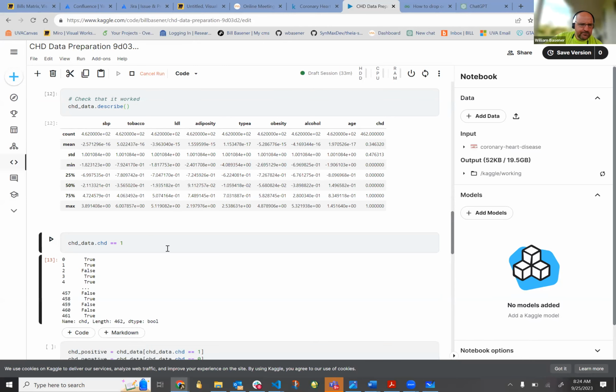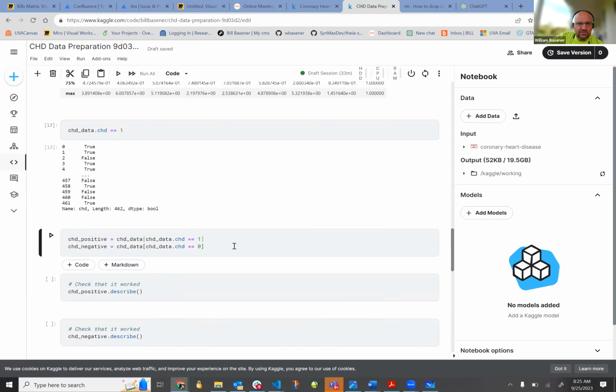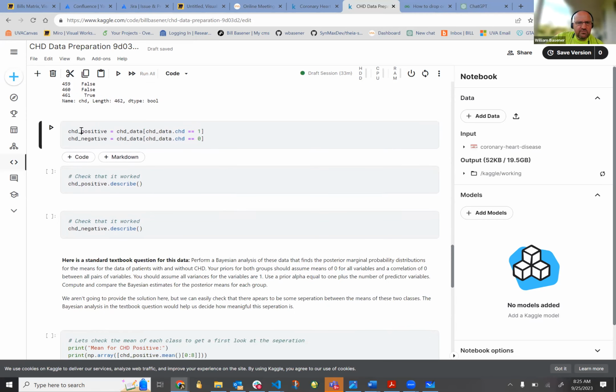So we look at CHD equals 1. And so this gives us the information of whether each observation, or each person, either has coronary heart disease or does not have coronary heart disease. Now we're going to make 2 data frames.